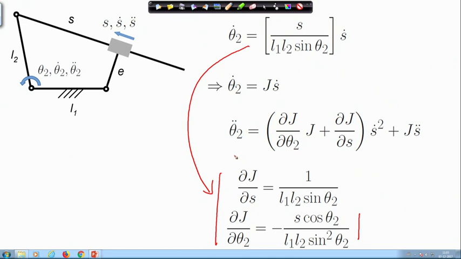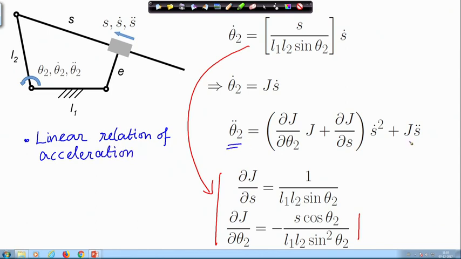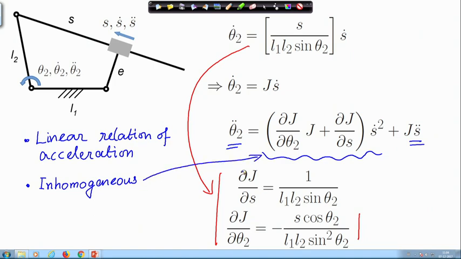Now, what we observe here is that the acceleration relations are linear. So, between theta 2 double dot and s double dot I have a linear relation. However, this relation is inhomogeneous because of the presence of this term, which is configuration and velocity dependent. So, this is the inhomogeneous term which depends on the configuration and the rate of expansion of the actuator, the velocity of expansion of the prismatic actuator.